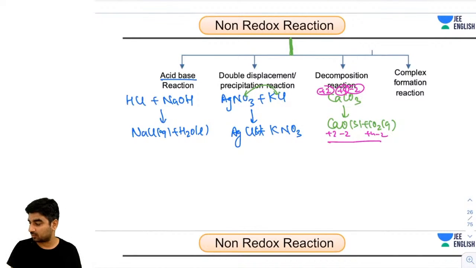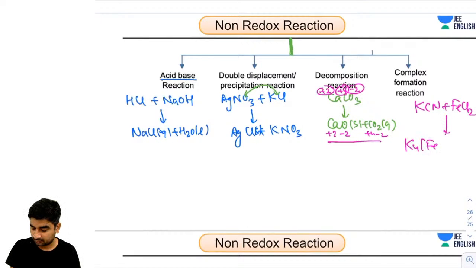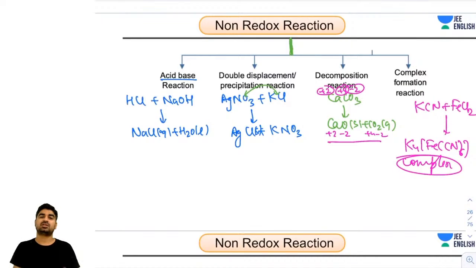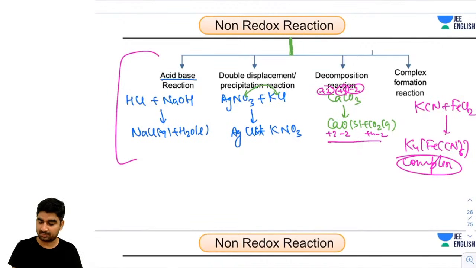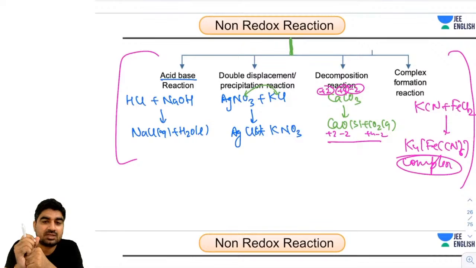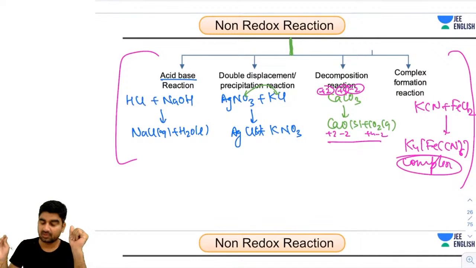And now what is complex formation, guys? If you are writing KCN and FeCl2, then you will be getting K4[Fe(CN)6]. This is called a complex. So these are all examples of non-redox reactions, guys. You can note them down. Now it would be easy for you to identify a redox reaction and a non-redox reaction. Right, guys?